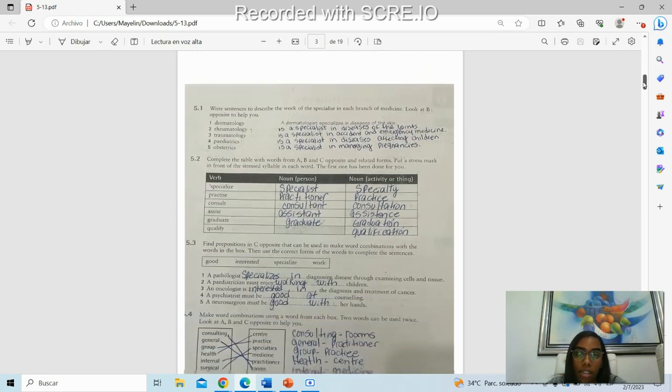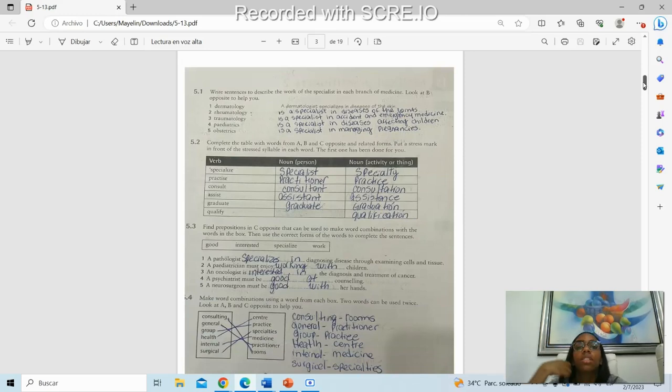Continuing with the exercise. Write a sentence to describe the work of the specialist in each branch of medicine. Look at the opposite page to help you. 1. Dermatology. A dermatologist is a specialist in diseases of the skin. 2. Rheumatology. A rheumatologist is a specialist in diseases of the joints. 3. Traumatology. A traumatologist is a specialist in accident and emergency medicine.